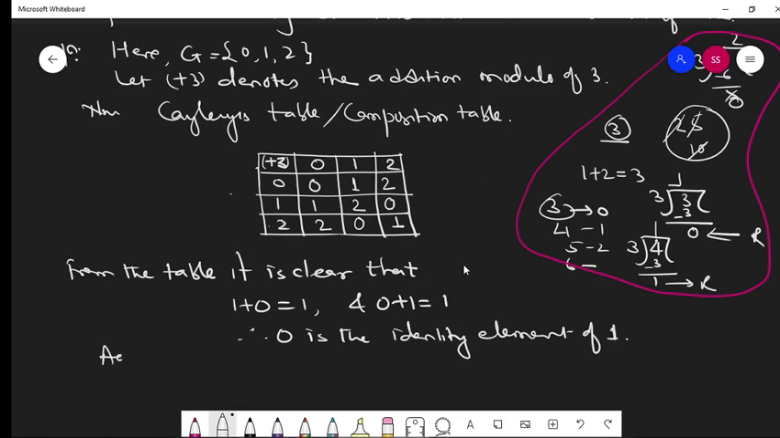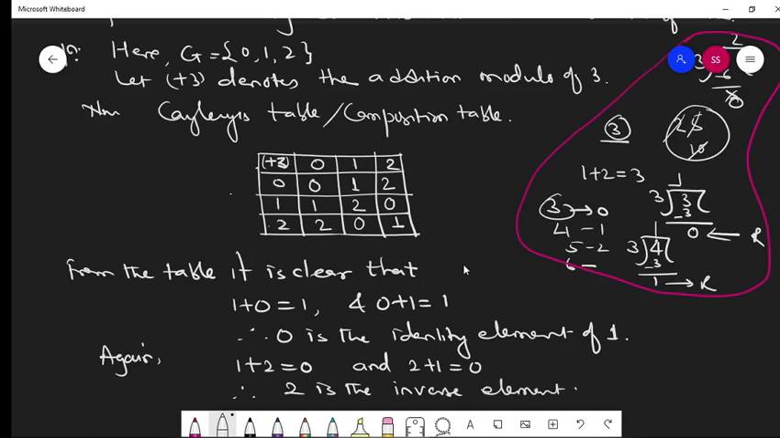And again, 1 plus 2 equals 0 and 2 plus 1 also equals 0. Therefore 2 is the inverse element of 1. Let me repeat it again. 1 plus 0 is 1, 0 plus 1 is 1, so 0 is the identity element, because when 0 is added to 1, we get the same number.